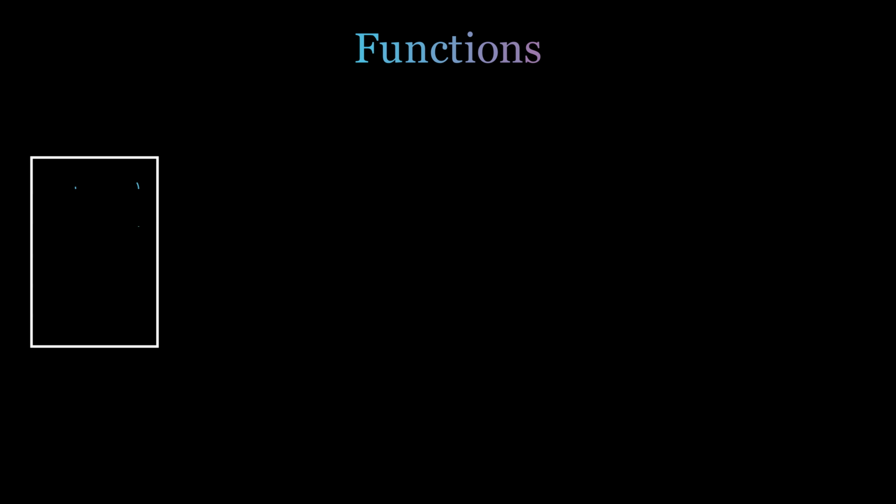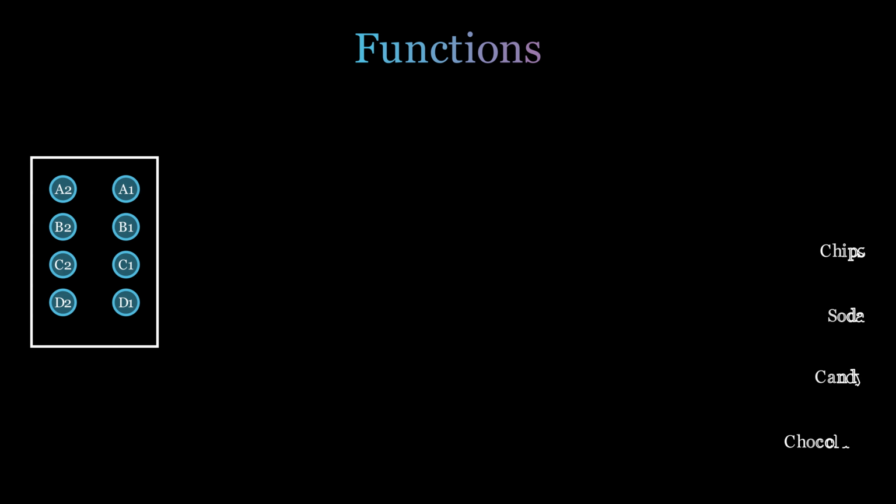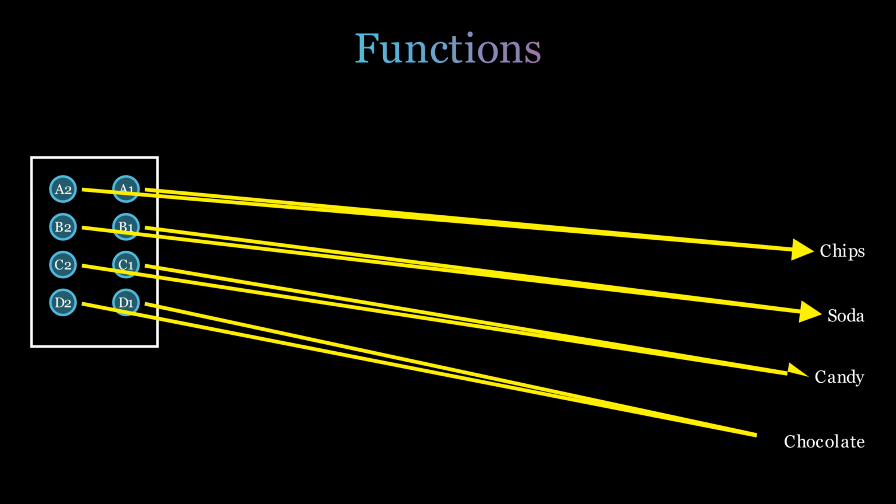Here we see a vending machine representation of a function. Each button represents an input, and the snack that comes out is the output. Notice how pressing button A1 always gives chips, and B1 always gives soda. This consistency is what defines a function.